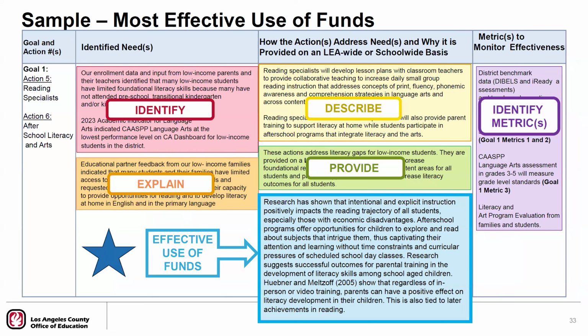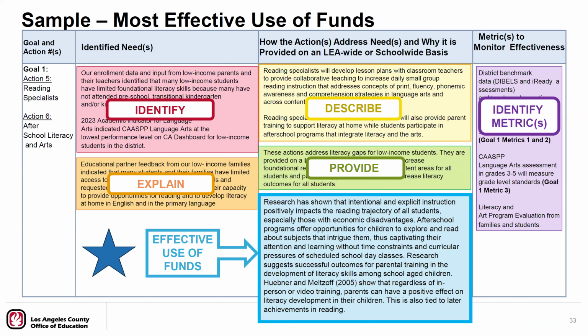This sample is one we saw just a few slides ago with Augustine, and these two actions aim to increase foundational literacy skills of elementary students with reading specialists, collaborative teaching, small group instruction, parent training, and after-school programs. All components, as previously pointed out by Janine and Augustine, remain. The additional rationale explaining why this wide action, school-wide or LEA-wide, is the most effective use of supplemental and/or concentration funds for all students is shown here in the second column, highlighted in blue.